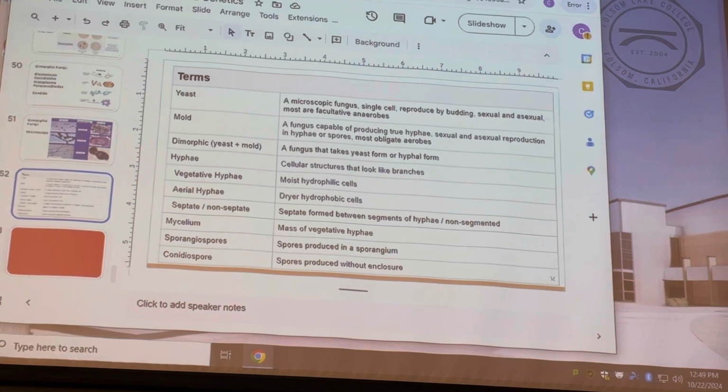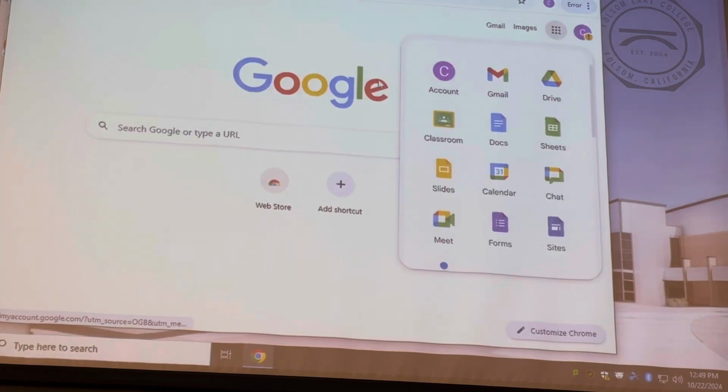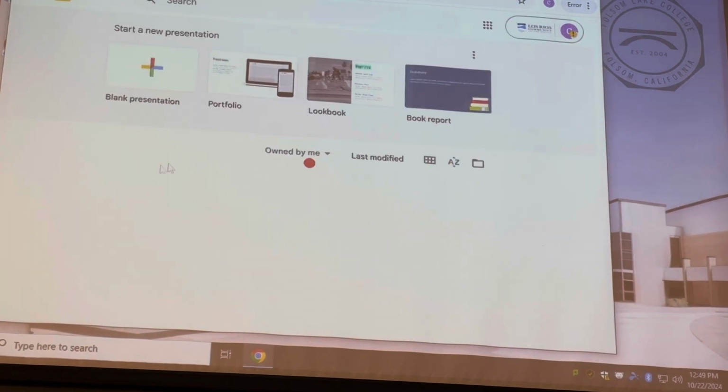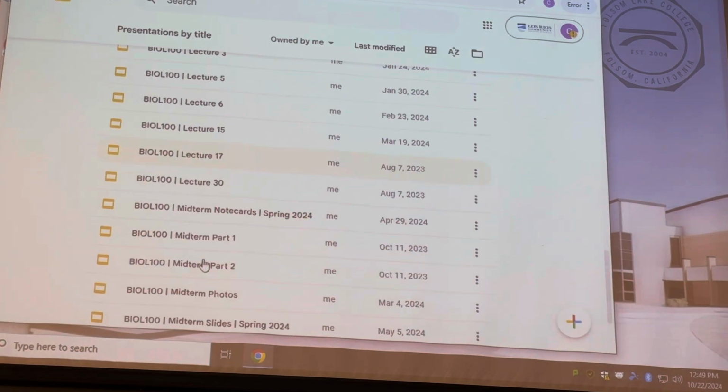Okay, here's some terms. Is there anything else you guys want me to go over so far? Let me see. Oh, metabolism. Let's do that really quick.